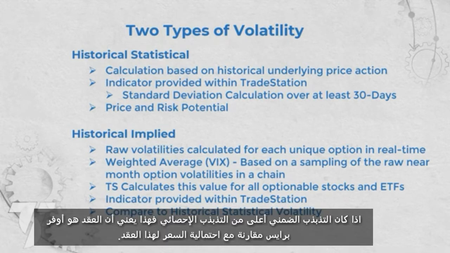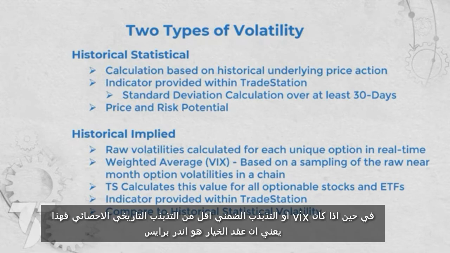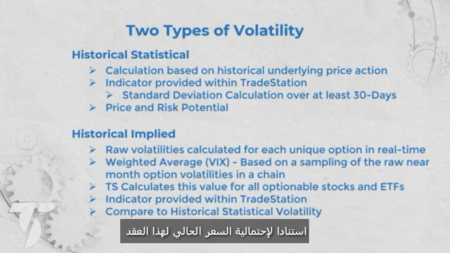So if implied volatility is higher than the statistical volatility, then that's telling us that the options are a bit overpriced compared to the price potential of that underlying asset. And if the VIX or the implied volatility of that stock is less than the historical statistical volatility, then that's telling us that the options are underpriced based on the current price potential of the underlying asset. So that can be very valuable.